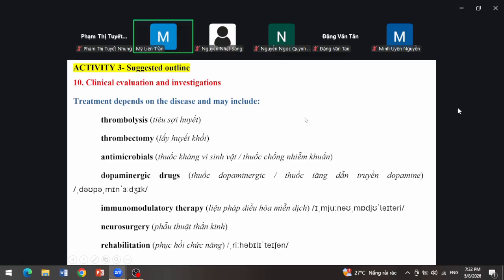What about the treatment? Treatment depends on the disease and includes prophylaxis, phlebotomy, antimicrobials, dopaminergic drugs, immunomodulatory therapy, neurosurgery, or rehabilitation. Tùy thuộc vào tình trạng bệnh lý mà sẽ có rất là nhiều những cái cách điều trị có liên quan tới thần kinh.